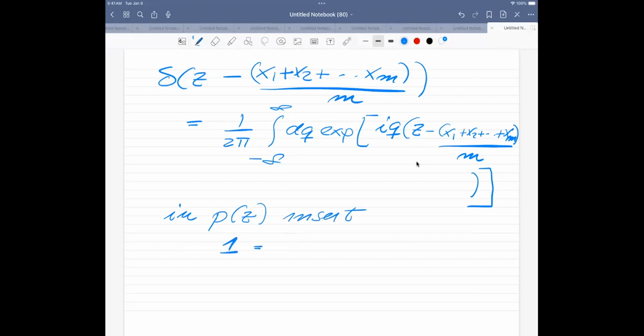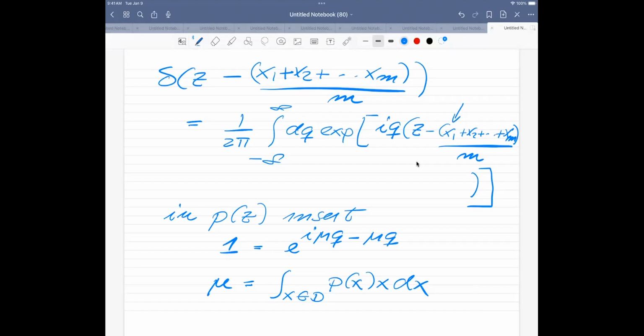We insert 1, which is equal to e to the i mu q minus i mu q. And this variable mu is going to be given by the integral of the probability distribution which we have, this one. So that's the mean value for each x. So remember that if you look at the integral which I have, each one of these is actually going to be equal to mu.